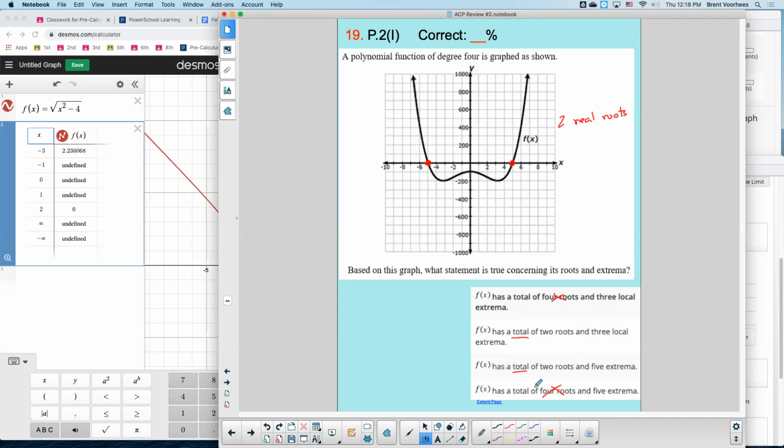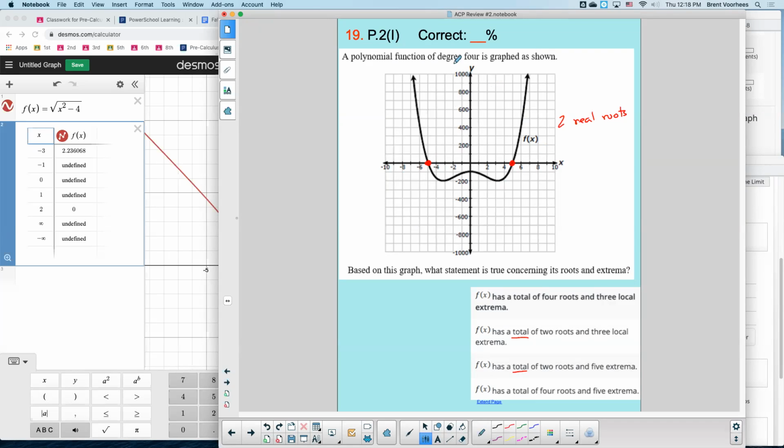You know what total means? Yeah, even the imaginary. So how do you know how many imaginaries there are? They have to tell you. They'll either give you an equation or tell you what's called the degree. The degree means the highest power.